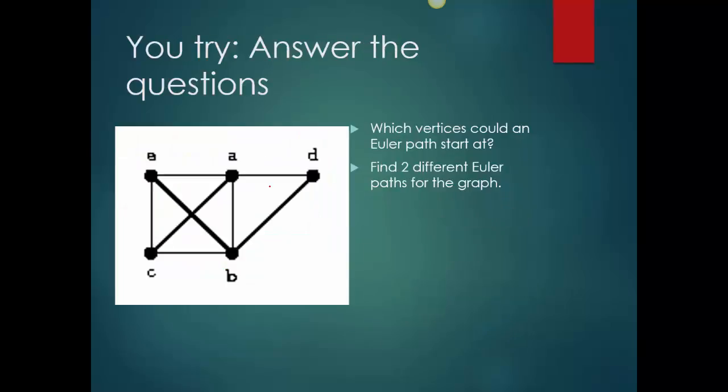All right, so I want you to try. This one has the same number of vertices as the last one. It just has a different shape. And I want you to find two different Euler paths for this graph. Pause it, draw these out for me, then come back.